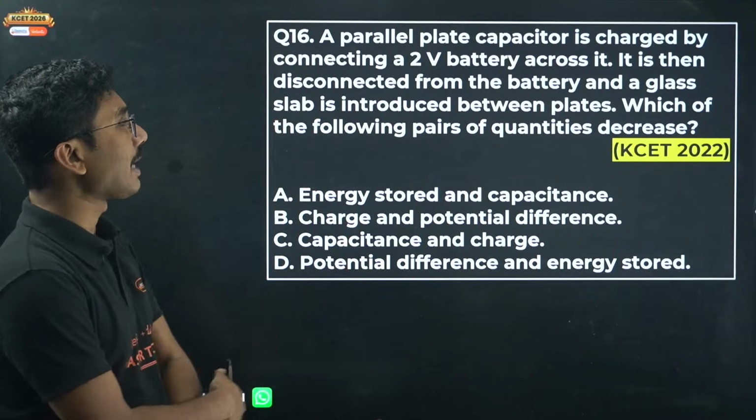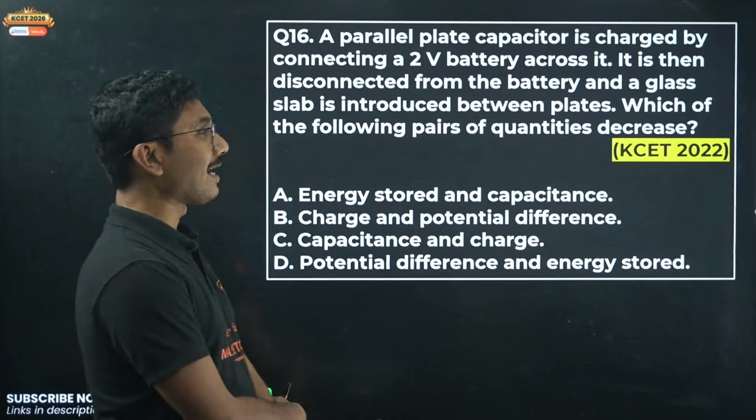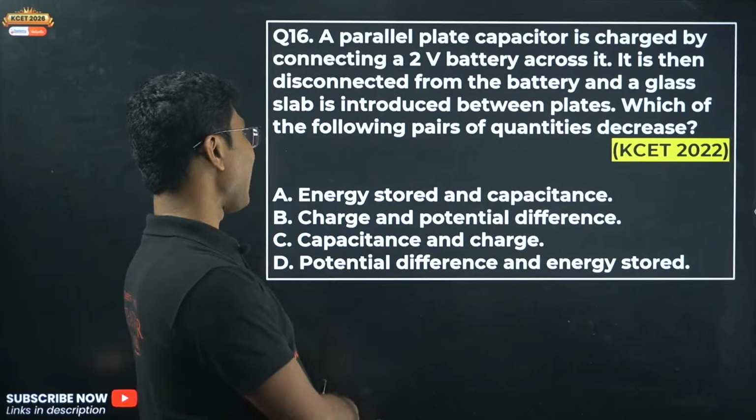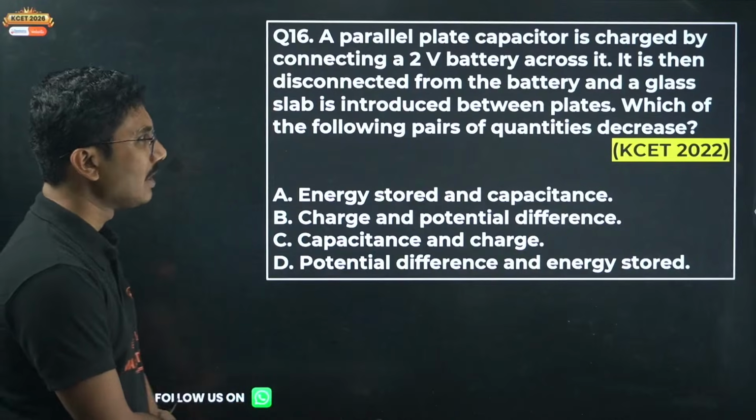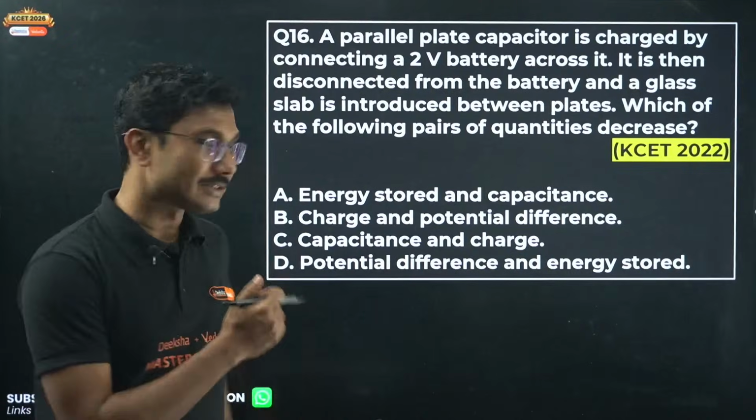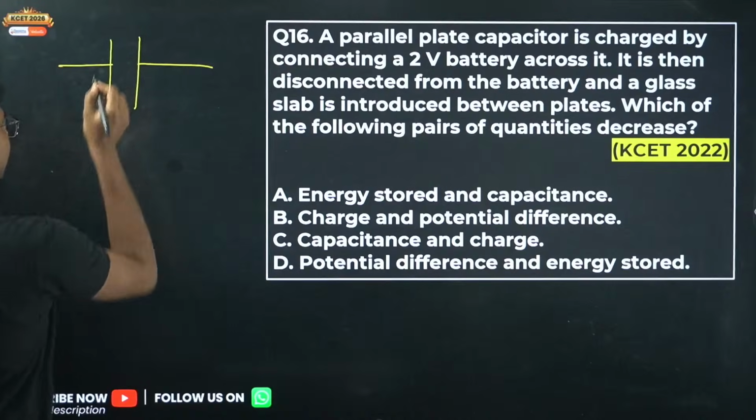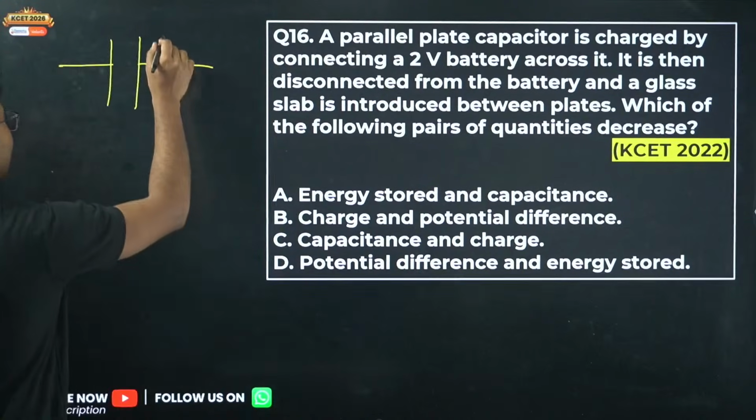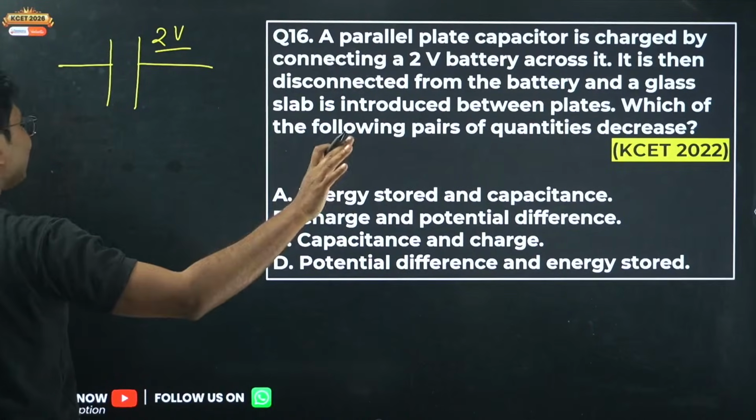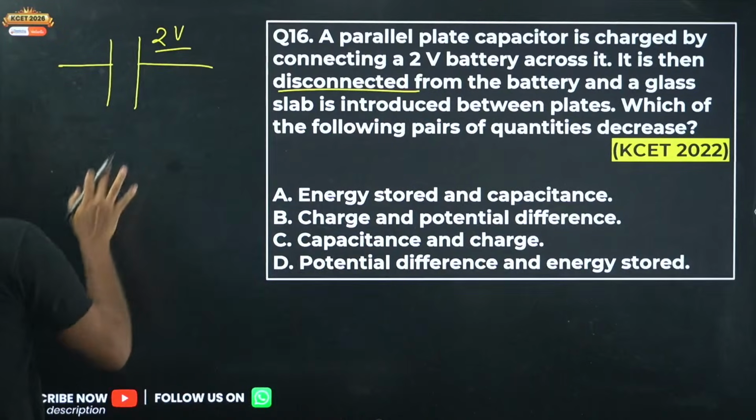A parallel plate capacitor is charged by connecting a 2-volt battery across it. It is then disconnected from the battery and a glass slab is introduced between the plates. Which of the following pairs of quantities decrease? Now answer this question. Here we have a normal air capacitor, and it is charged to 2-volt potential. Now the battery is disconnected. It is mentioned that it is disconnected, so the battery is no longer part of this.